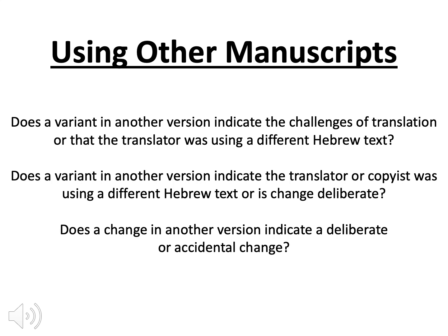For instance, does a variant or a change in another version indicate maybe the challenges of translation? That perhaps there was no target word in the target language to translate the word in the Hebrew. Perhaps Greek did not have a word equivalent to the Hebrew, so they weren't attempting to change the text, they simply did not have a word to be able to accurately translate it.